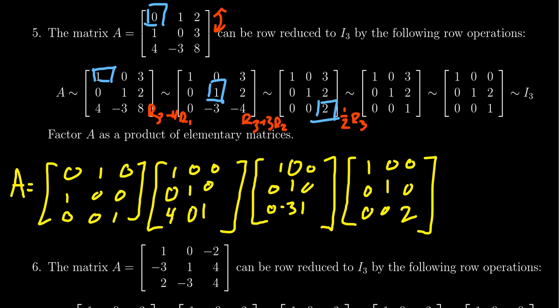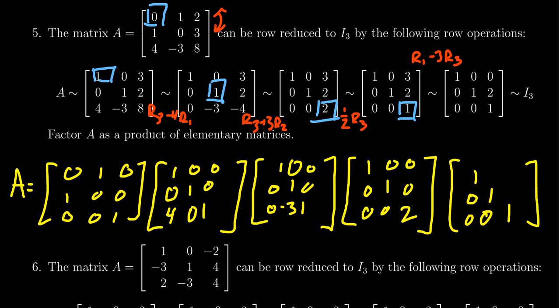Okay, so looking at this pivot, what's the next thing to do? Notice they got rid of the 3 right here, went from 3 to 0. So there must have been a replacement operation that happened there. This would be row 1 minus 3 times row 3. So our replacement elementary matrix will be unit triangular, but this time it's going to be upper triangular because we're adding to a higher row. This is going to be in the 1-3 spot. In the 1-3 spot, we're going to put a positive 3 because we have a negative 3 right there. And then we have one more operation to do.